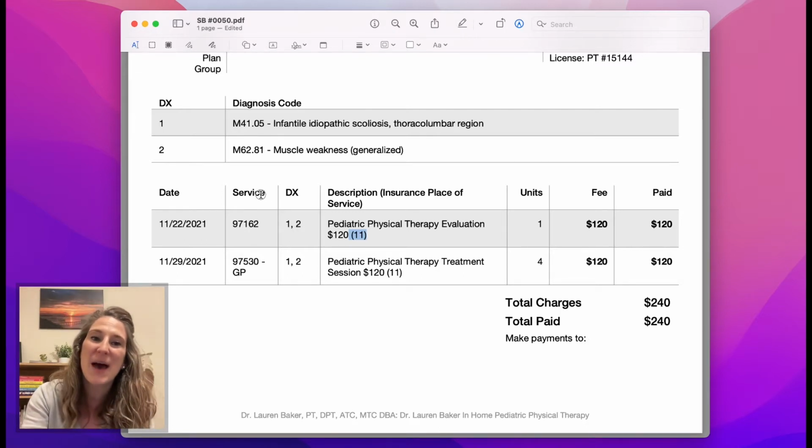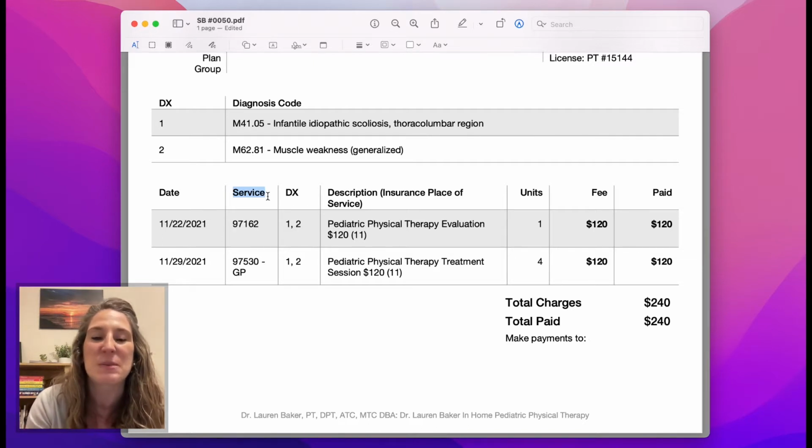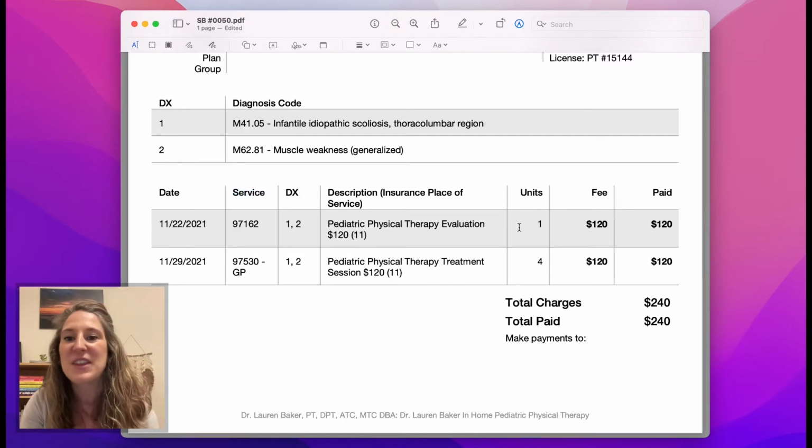I did also want to go back to this service section, a service code, or also known as a CPT code. And so you might see those terminologies used interchangeably, service code or CPT code. Again, for the evaluation, since it's an untimed code, you could have it last for 15 minutes or you could have it last for 60 minutes and it's still just one code.